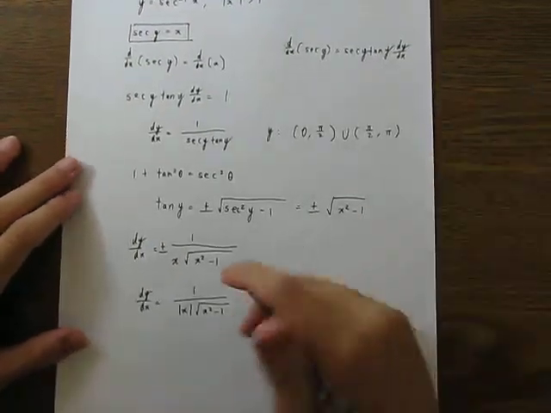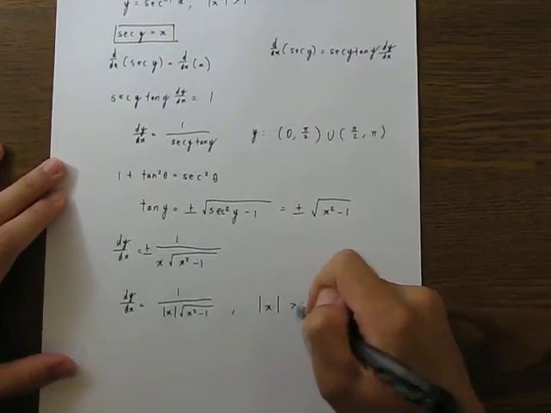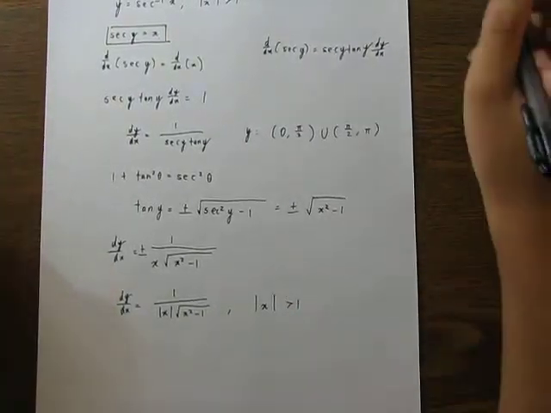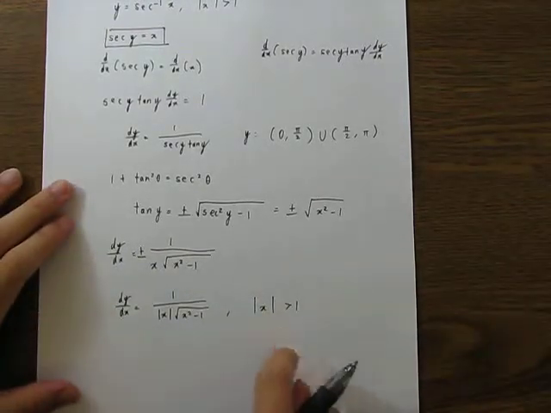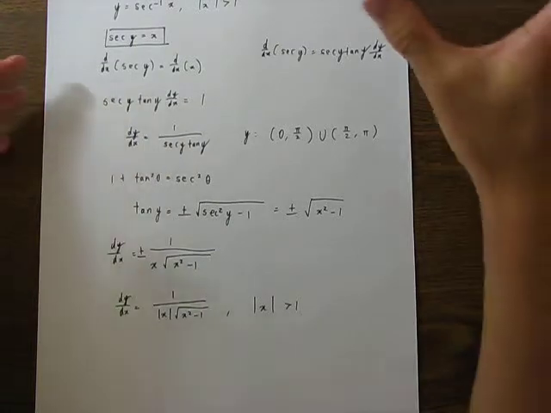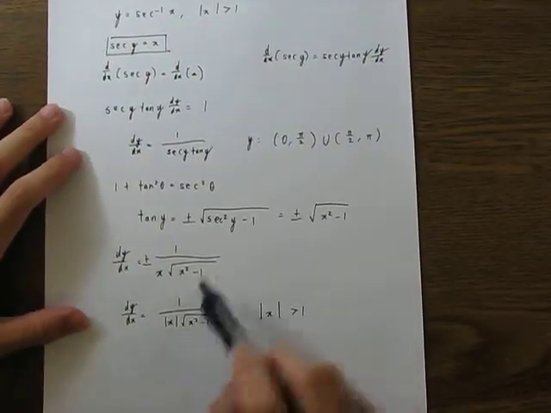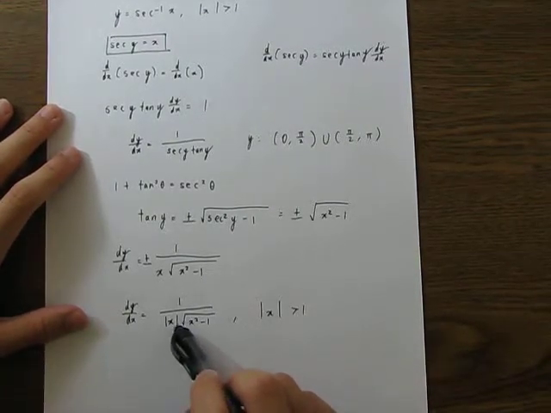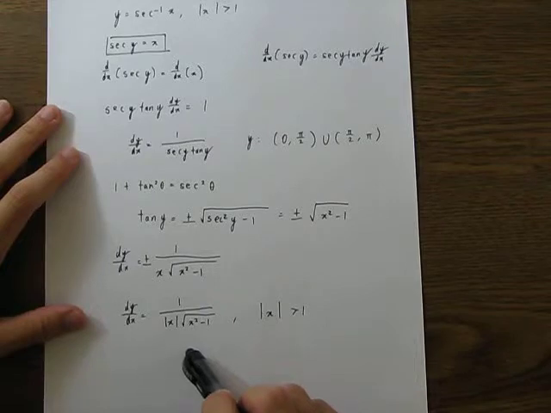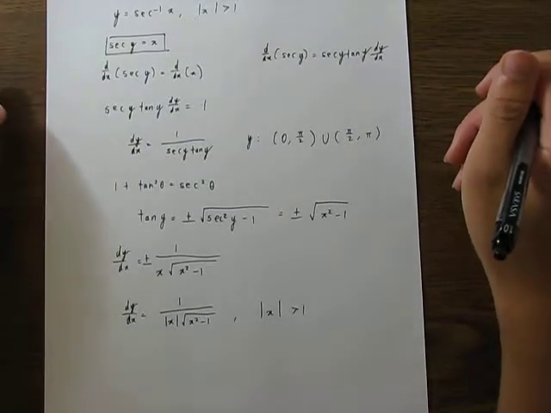So this is your rule right here, and of course the absolute value of your x has to be greater than 1, right? So x has to be greater than 1, and negative x has to be smaller than negative 1. And so this is your differentiable function, and this is your derivative of arcsecant, excuse me. So that's dy/dx equals 1 over the absolute value of x times the square root of x squared minus 1 for all x's with absolute values greater than 1, okay?